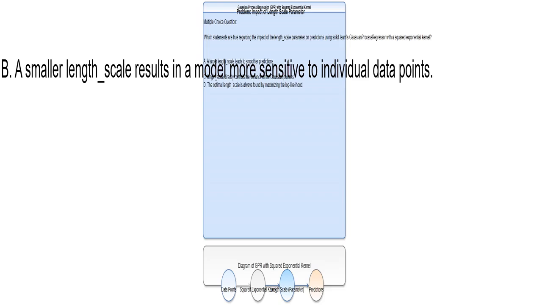This makes the model very responsive to every single data point, which can be good, or lead to overfitting. Imagine using a thin pen to draw. You can capture fine details.